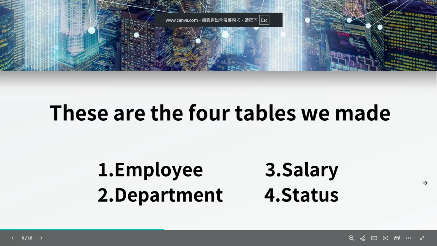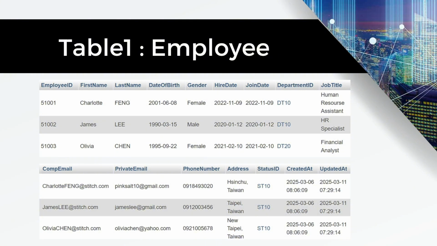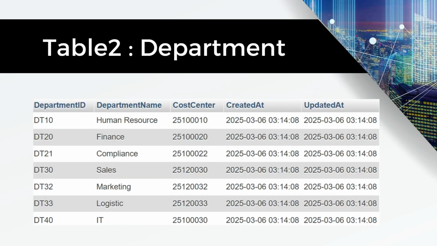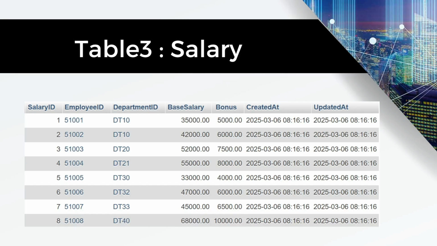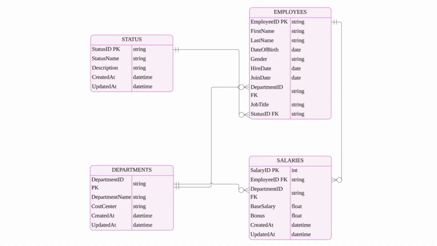And then let's take a look at the 4 tables we made in MySQL. The first table is employee, and you can see the design of our columns in the employee table. And this one is the department table, and the salary table, and finally the status table. And this is the ER model of our four tables and shows the relations between them.